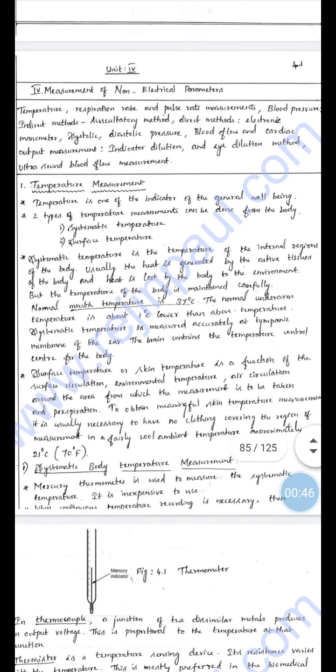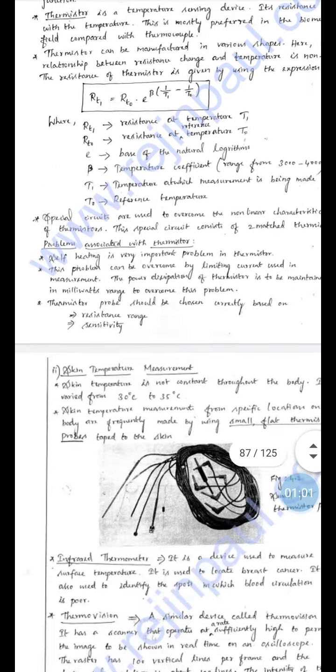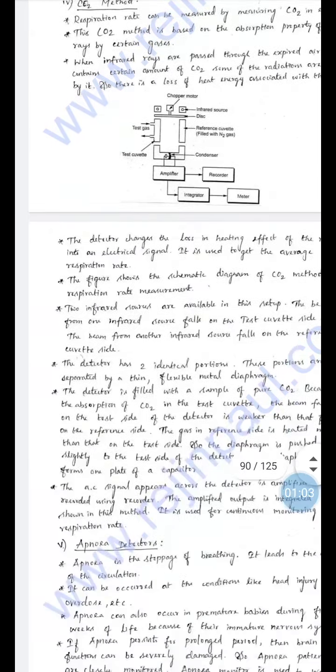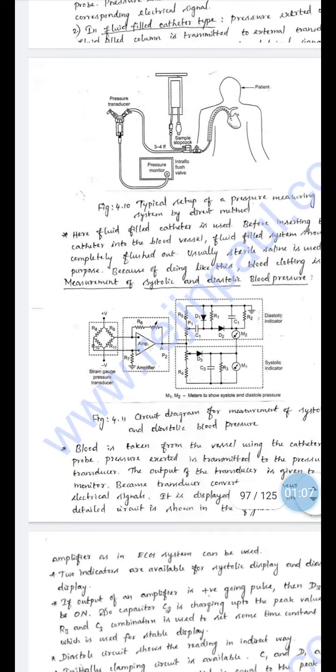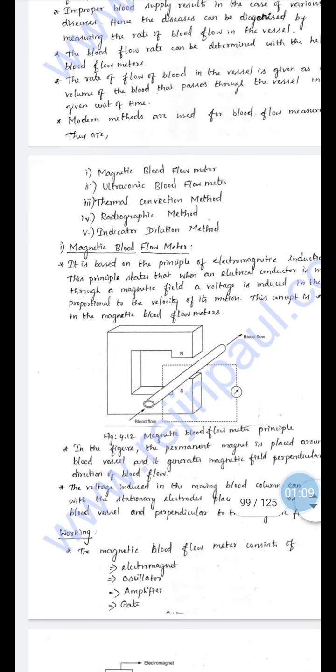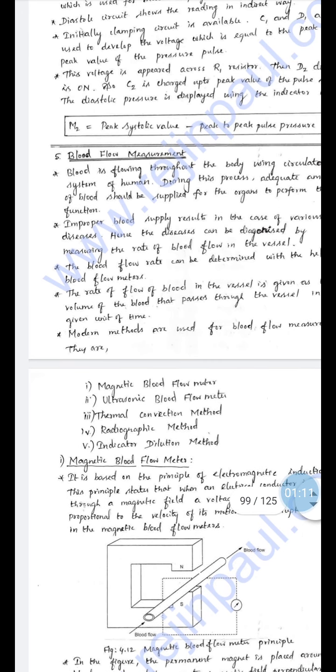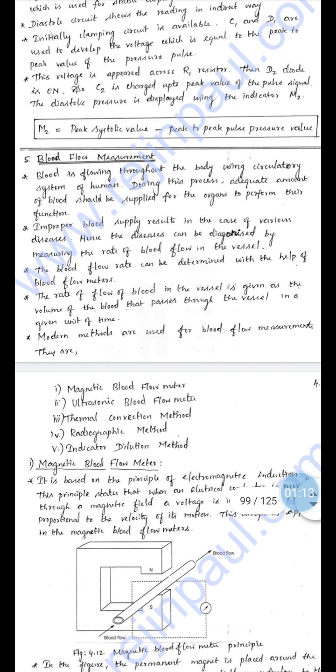In today's video class, we are going to see about blood flow measurement and cardiac output measurement. These are the topics we are going to see, that is, how the blood flow will be measured. Blood is flowing throughout the body using the circulatory system of humans.